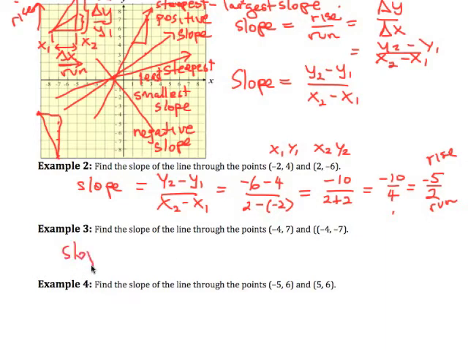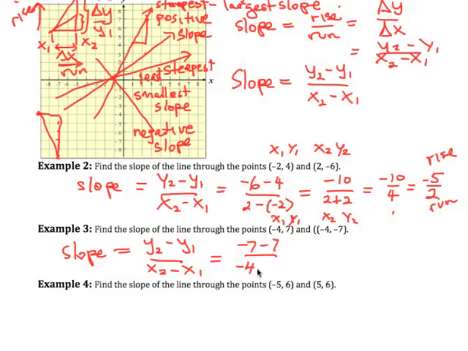But if we look at this one, again we can use this as x1, y1, x2, y2. So the slope again is y2 minus y1 over x2 minus x1. So in this case, I'm going to have negative 7, subtract 7, over negative 4, subtract negative 4. So I end up with negative 14 over negative 4 plus 4. So I end up with negative 14 over 0. Well, how do we divide by 0? Well, we don't. This is undefined.